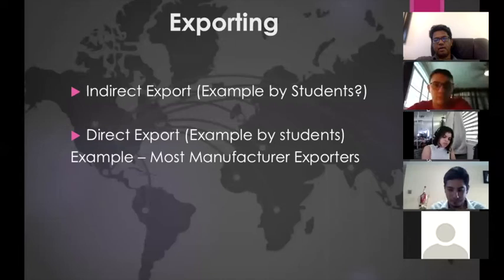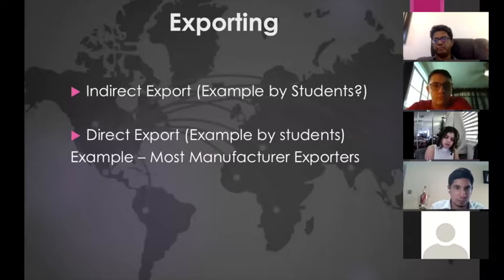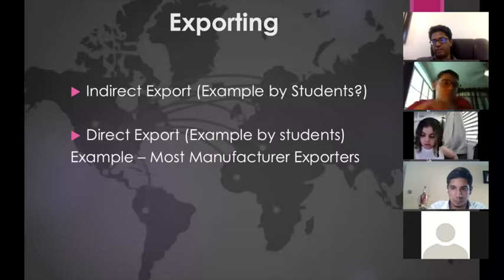Let me start with exporting. Exporting can be classified as indirect exports and direct exports. And why do we classify exporting as indirect export and direct export? We can discuss this, but for example, some of the companies are manufacturing their product and exporting the same product. In that case, they can be called manufacturer exporters. That means they make their product and they export their product.